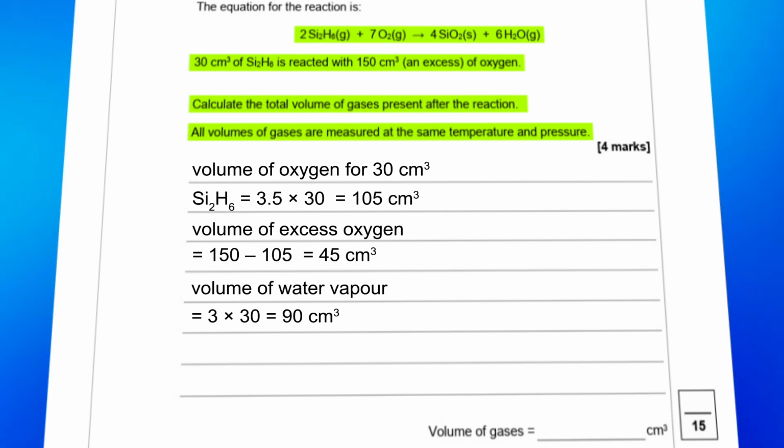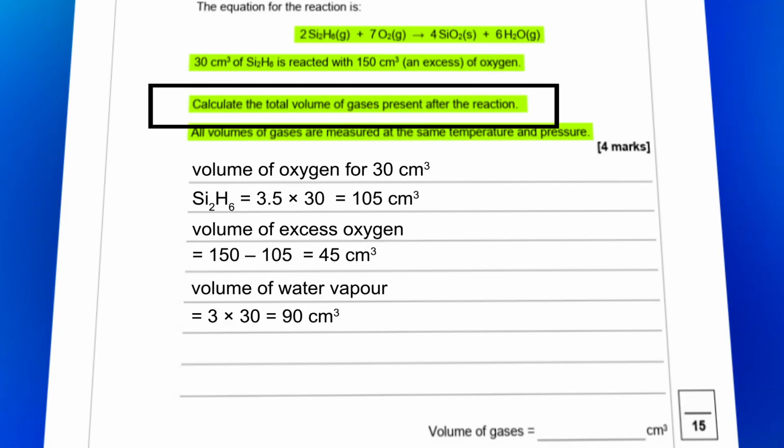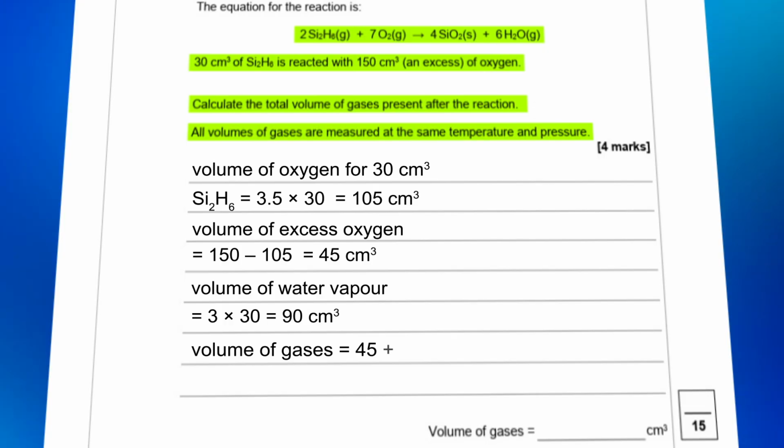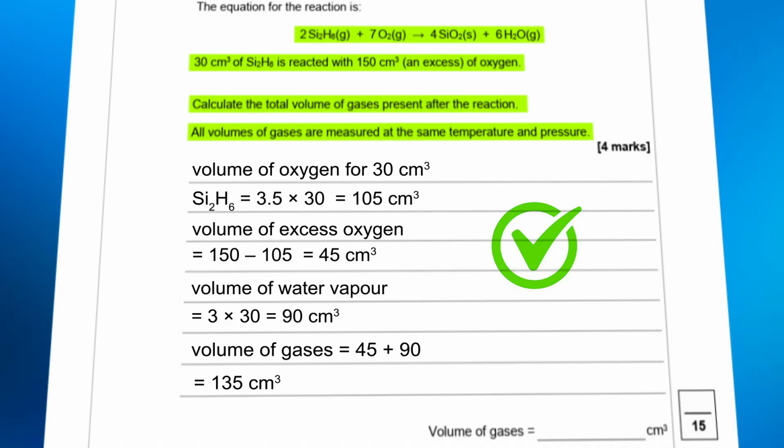And now it's time for the fourth and final mark, and the question does ask to calculate the total volume of gases present after the reaction. So what we're going to do is take the volume of the water vapor, which is 90 centimeters cubed, and add it to the volume of the excess oxygen, which is 45 centimeters cubed, and our final answer is going to be 135 centimeters cubed. So give yourself a big tick if you got that correct.